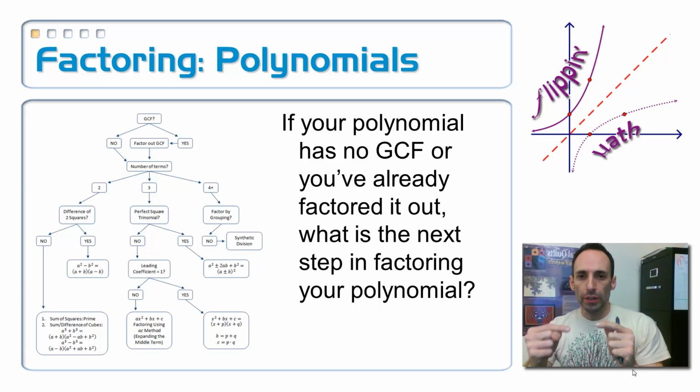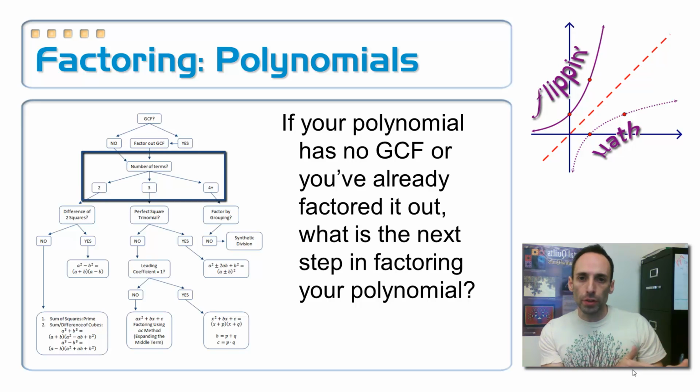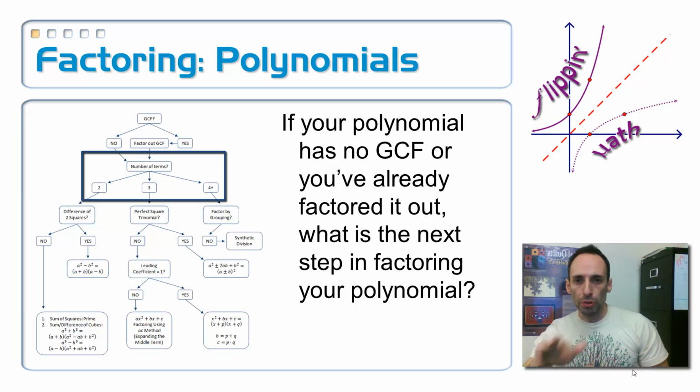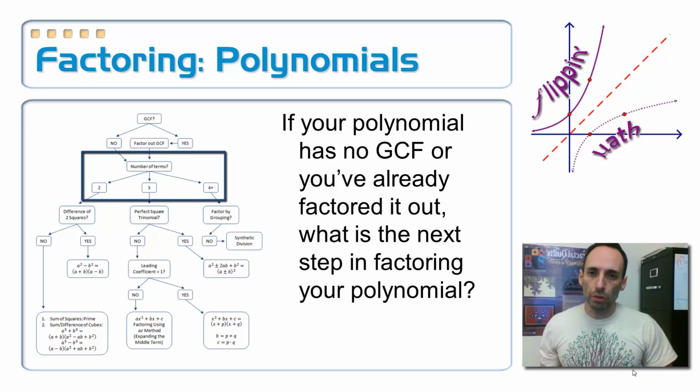So what is the next thing that I'm supposed to determine when I'm going to factor a polynomial? After factoring out the GCF, it says, how many terms does it have? What's the number of terms that your polynomial has? So we have three choices here. We've got 2 terms, it's a binomial, 3 terms, a trinomial, or 4 or more terms. Each of these cases, we're going to do something different.